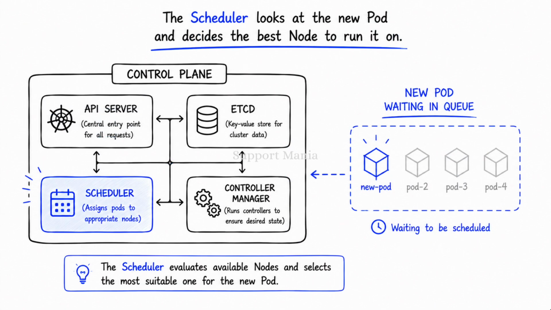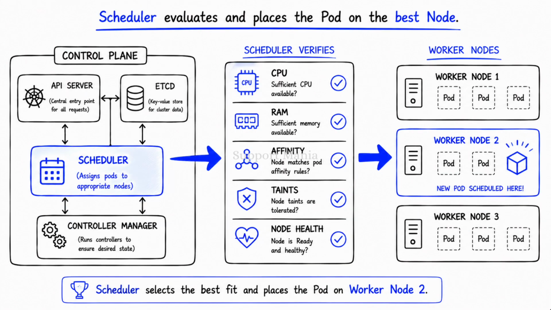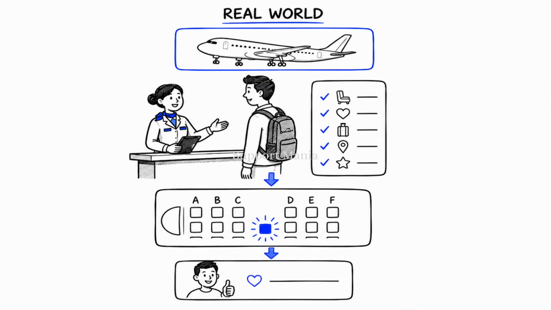Now imagine someone creates a pod. Which machine should run it? The scheduler decides. It checks CPU, RAM, affinity, taints, node health, then chooses the best worker node. Think of an airline assigning passengers to seats. The passenger doesn't choose. The airline optimizes everything.